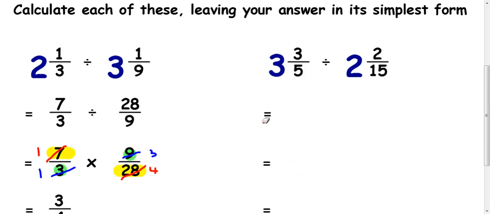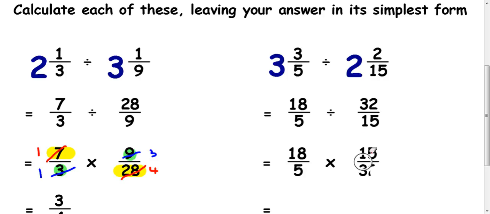Okay, last example here. 3 and 3/5 divided by 2 and 2/15. Same idea, multiply these two numbers and add on the 3. So 5 times 3 is 15, add the 3, you get 18/5, divided by, or 2 times 15, sorry, or 30, add the 2, 32 over 15. Now leave the first fraction alone, change it to times and flip this one about. Put the 15 in the top, 32 in the bottom.